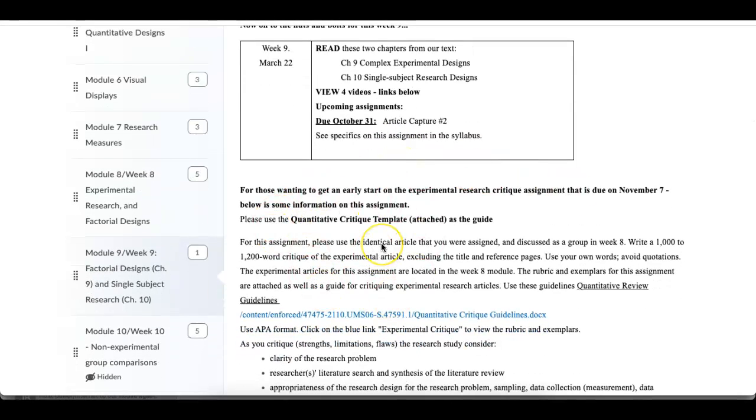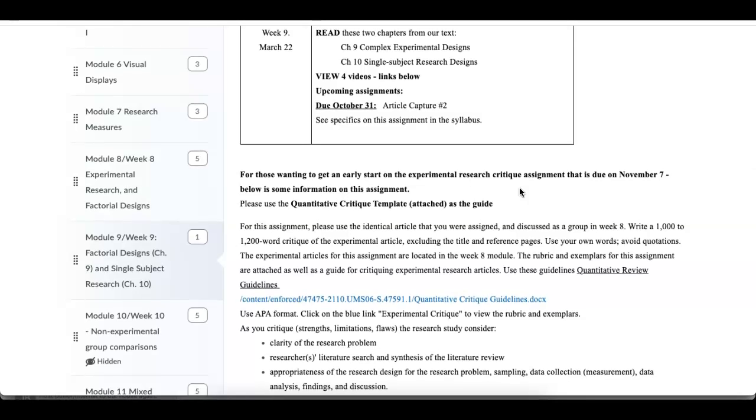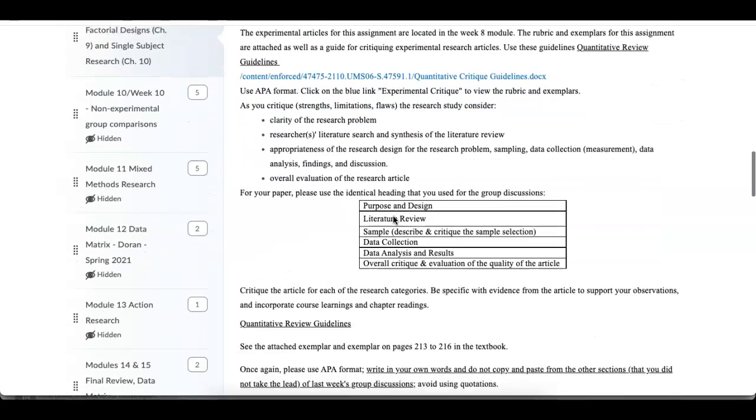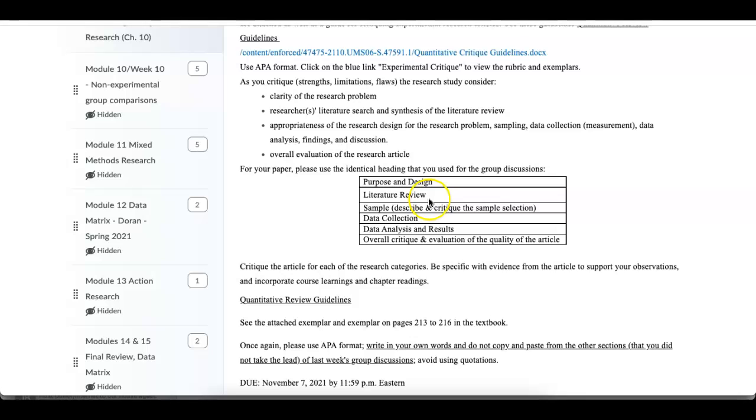Now, I've had a couple of inquiries wondering if you could get going on the experimental research that you discuss as a group this week. You can, but we have some more materials to go over this week and actually next week that may benefit you when you are writing that. I did put some information in here about the experimental research critique, which is critique number 2, which is due on November 7th. So there's a template and guidelines. Here's the information on it. These are the headings I'd like you to use.